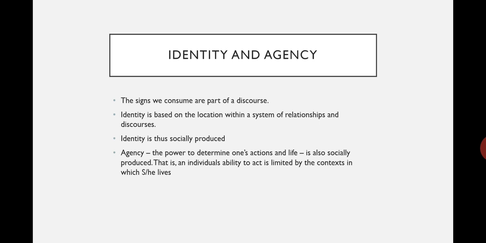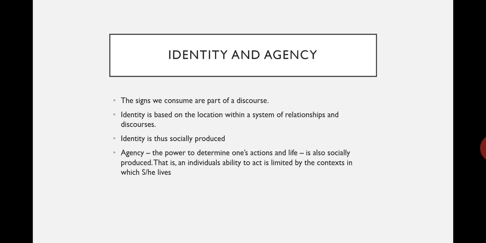Now let us examine identity with agency. What is agency? Agency is tied up with identity. An identity determines the degree of agency one possesses or does not possess. What is agency? The power to determine one's actions and life. It is also socially produced. Just like identity is socially produced, agency is also socially produced.